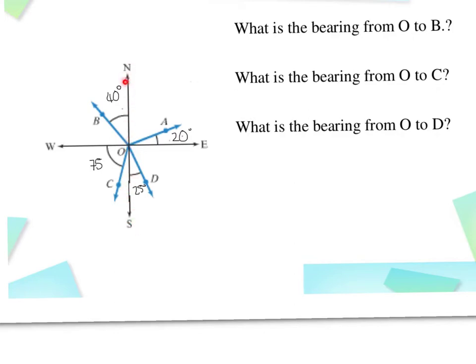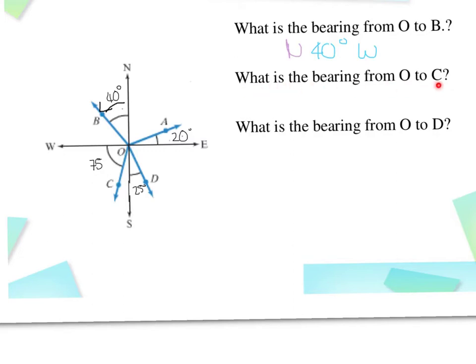This one's clearly on the north side, so the first thing I want to do is indicate that it's on the north side. Your angles always come out from that north-south line, and it goes in this direction. So that's going towards the west at 40 degrees. So we write north, 40 degrees, west. All right, next one we have, what is the bearing from O to C?